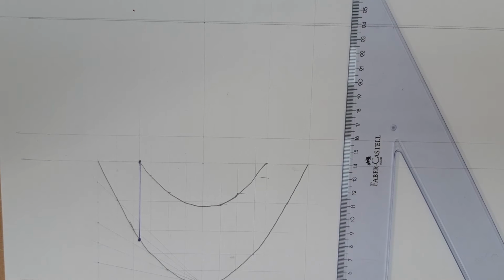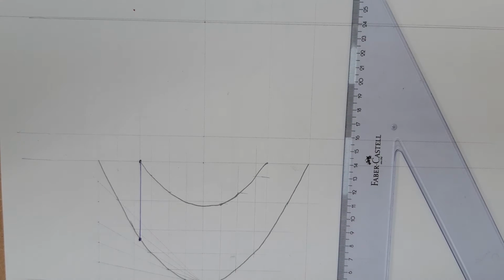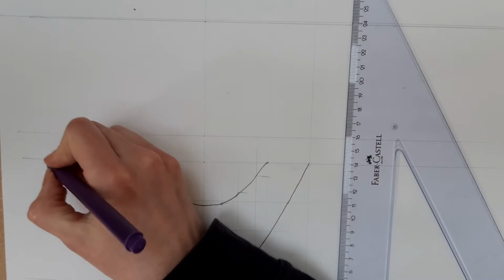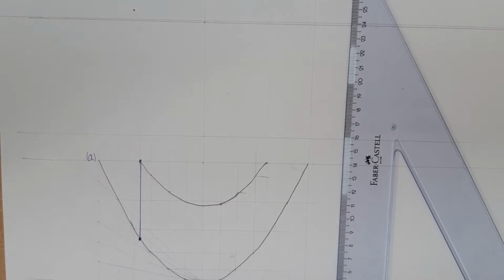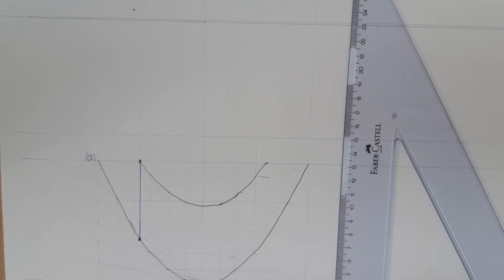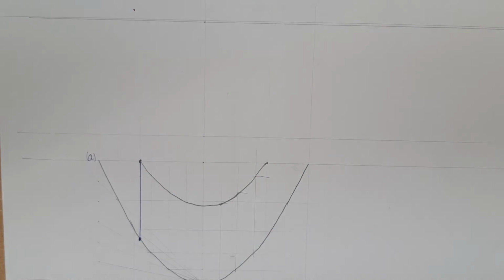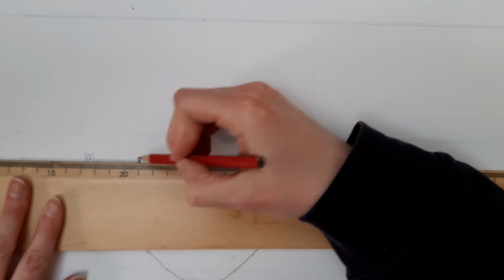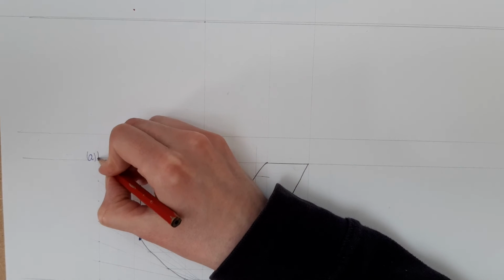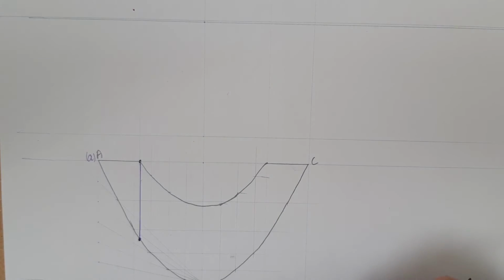Now that we have that done, that's part A of the question done. To finish that off, I'm going to put heavy lines just between the points A and C. So there's A and there's C, and I have the heavy lines drawn.